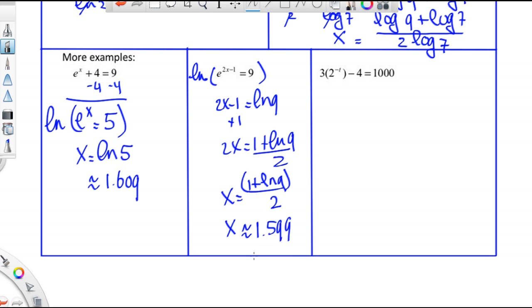Okay, so now let's look at the last one. And I changed it a little bit, I think. It used to be a 10 here. So now what if that's the base 2? Now what do you do now?